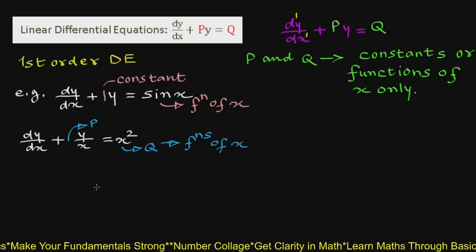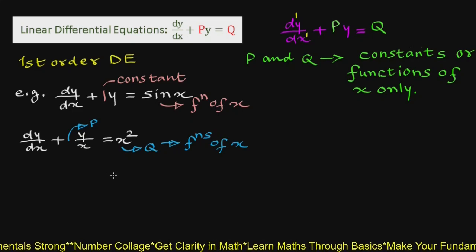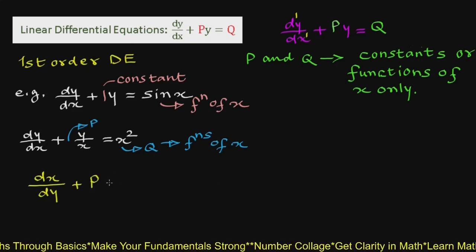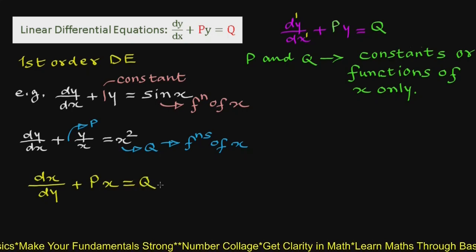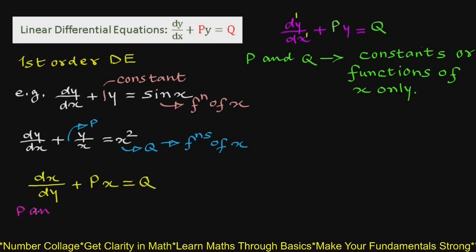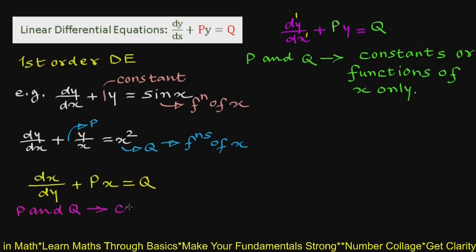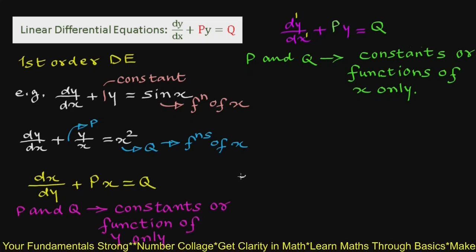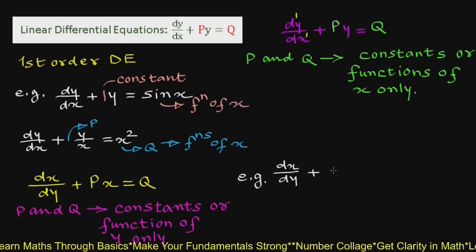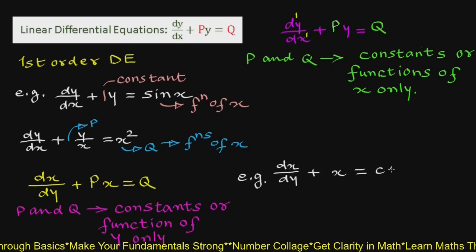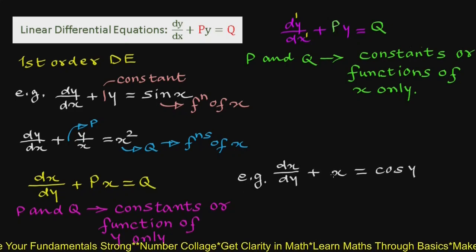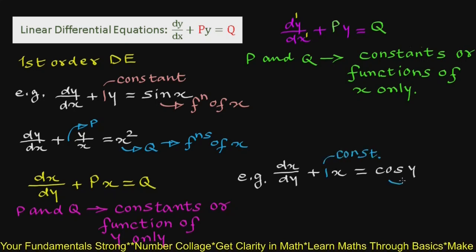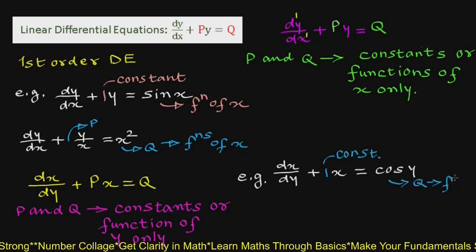We also can have a linear differential equation of the type dx by dy plus px equals q, where p and q are either constants or functions of y only. For example, dx by dy plus x equals cos y is a linear differential equation where p is 1, which is a constant, and q is a function of y.